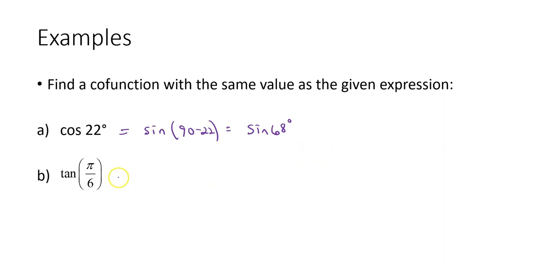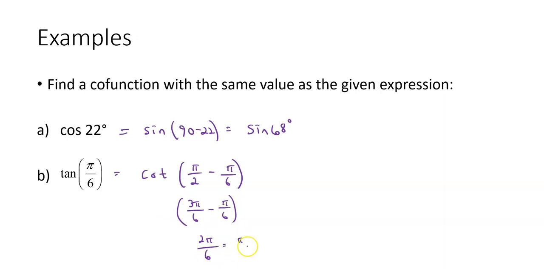All right, the tan of pi over 6 must be the same thing as the cotan of, instead of 90, we'll use pi over 2 since we're in radians here. Pi over 2 minus pi over 6. Ooh, fractions. Pi over 2 is the same thing as 3 pi over 6, right? That's half a pi. 3 pi over 6 minus pi over 6 is 2 pi over 6. And 2 pi over 6 simplifies to pi over 3. So it's true that the tan of pi over 6 is the same thing as the cotan of pi over 3, right? Those are complementary functions. We also call them cofunctions.